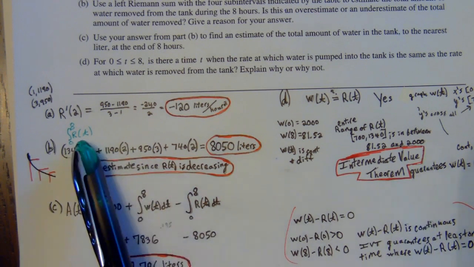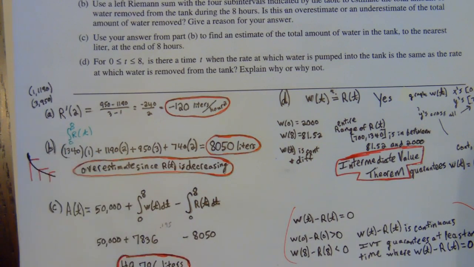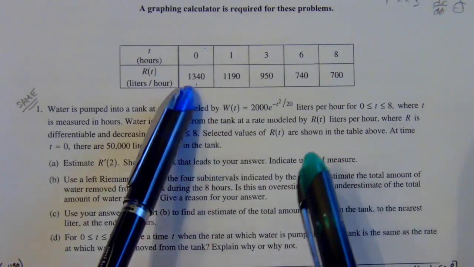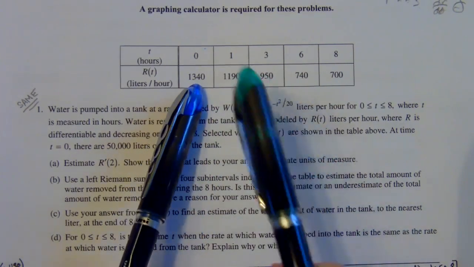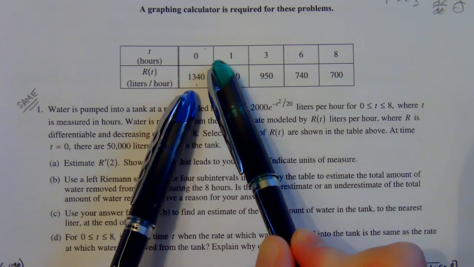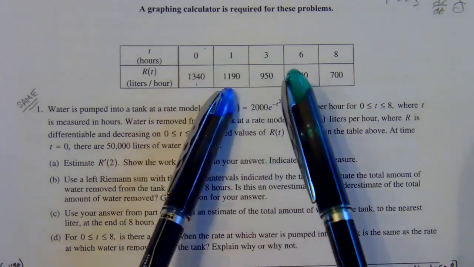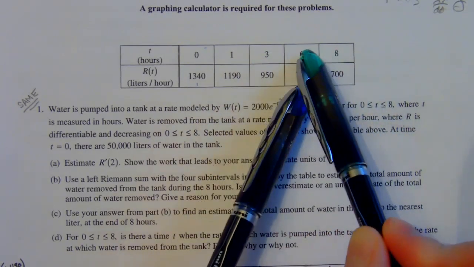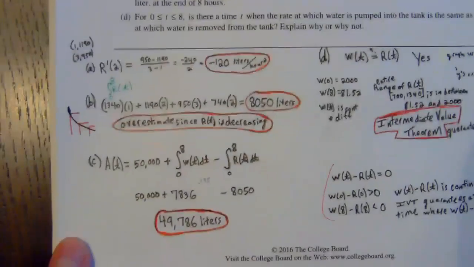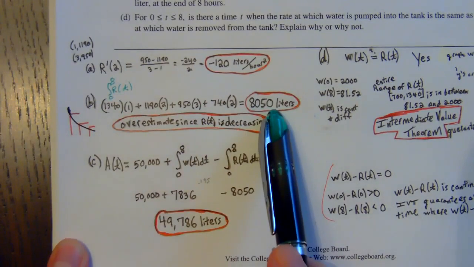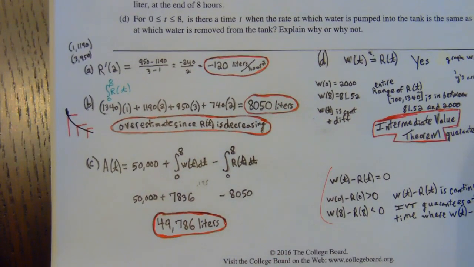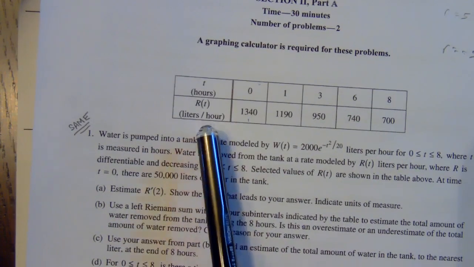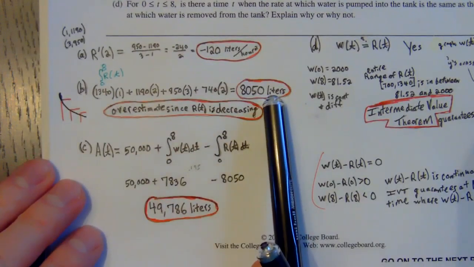And so since we have this chart and we're supposed to approximate the integral using a left Riemann sum, let's review that pattern quickly without the picture. You start at the left side of your interval, so you're going to go 1340 times the distance between 0 and 1, which is 1. So you go 1340 times 1 plus 1190 times 2 plus 950 times 3 plus 740 times 2. And that's how I'm coming up with all those numbers. Plug them into the calculator. That's going to give you the total amount of liters right there. So remember, if your R was in liters per hour, when you integrate that, that's going to drop off the per hour. It's going to give you the total amount of liters.